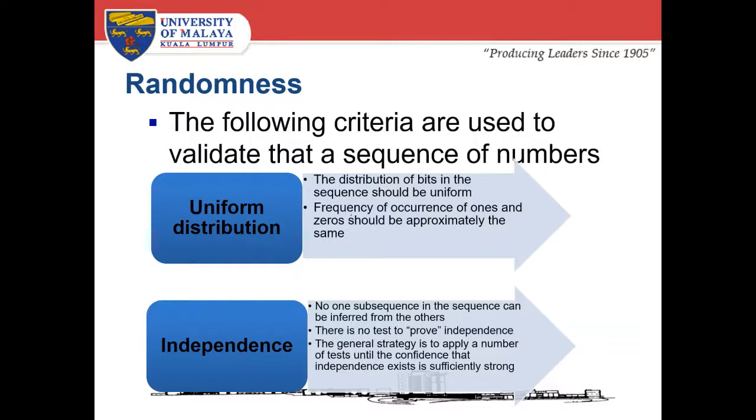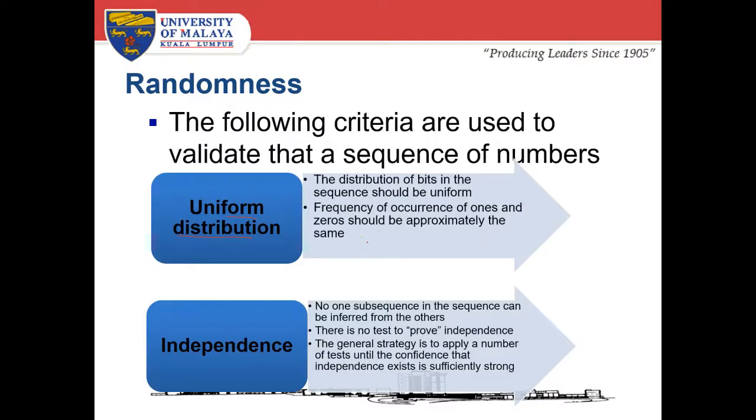So for randomness, these are the criteria you use to validate a sequence of numbers. First, you have a uniform distribution. The distribution of bits in the sequence should be uniform. The frequency of occurrence of ones and zeros should be approximately the same. This is a uniform distribution.